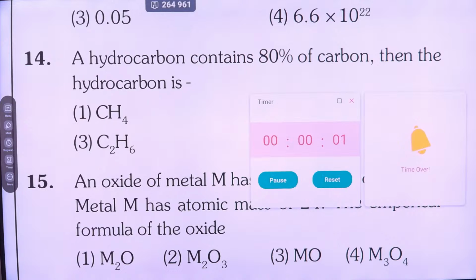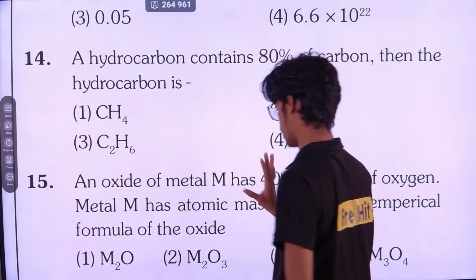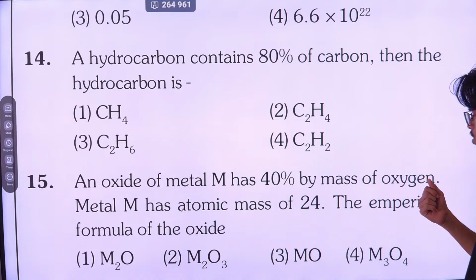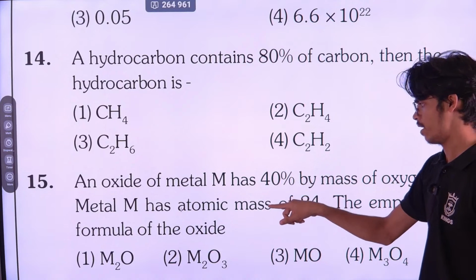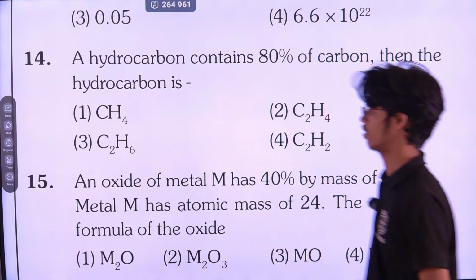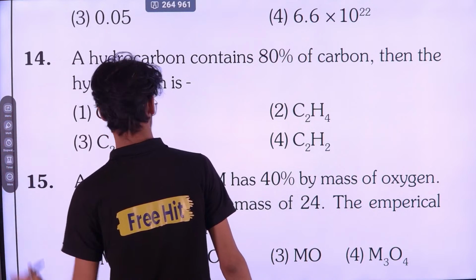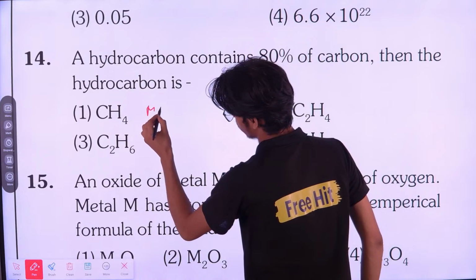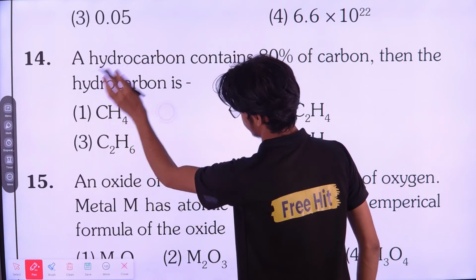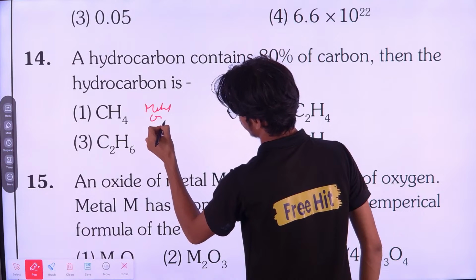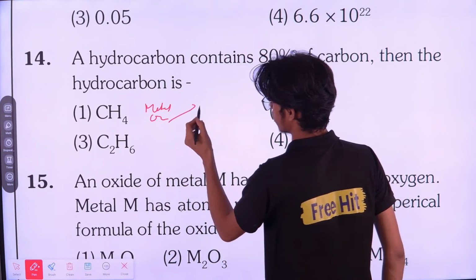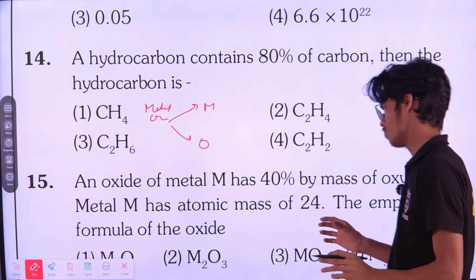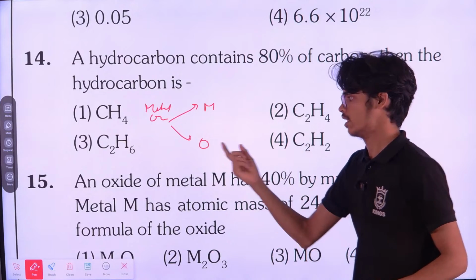Okay, let's start with it. There is an oxide of metal which is 40% by mass oxygen. An oxide of metal M has 40% by mass of oxygen. It means if you have that metal oxide, in that metal oxide there is a metal and there is oxygen, and by the value of mass, if we calculate mass percentage, oxygen is 40%.